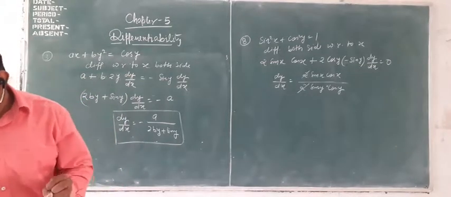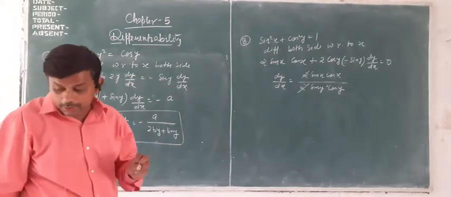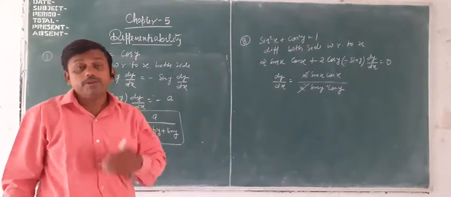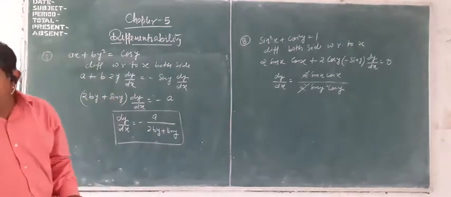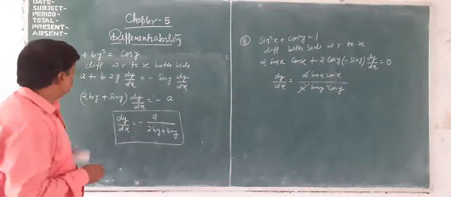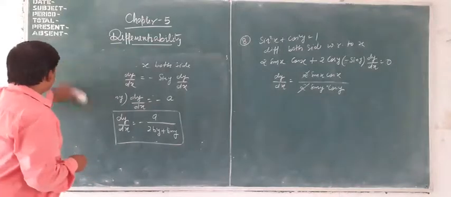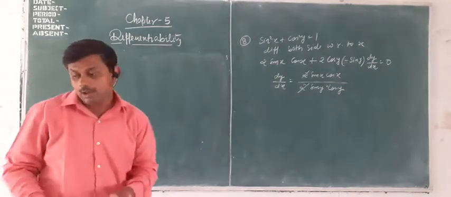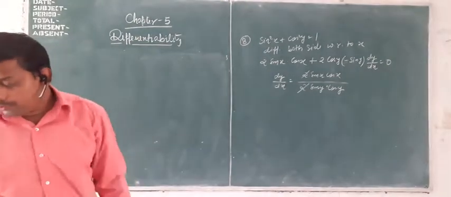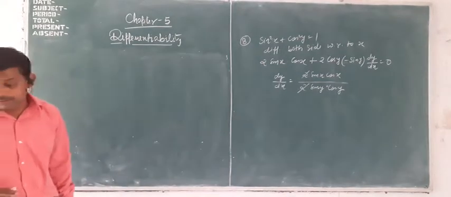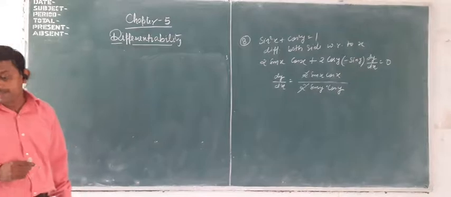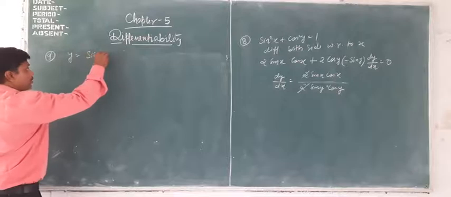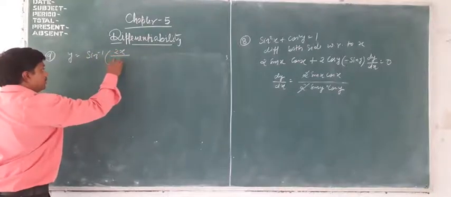Now some questions are given. Question number 9, 10, 11, 12, 13, 14 and 15. These depend on the inverse trigonometric functions. In all these questions, you have to first simplify the question and then proceed to the differentiation. So question number 9 is that y equal to sin inverse of 2x divided by 1 plus x square.